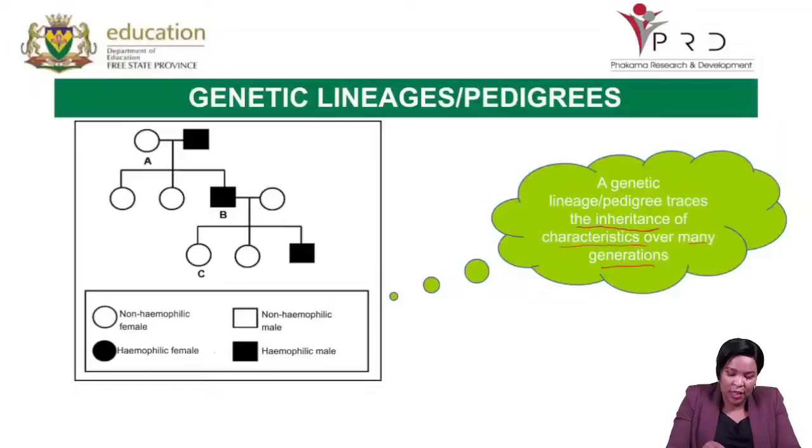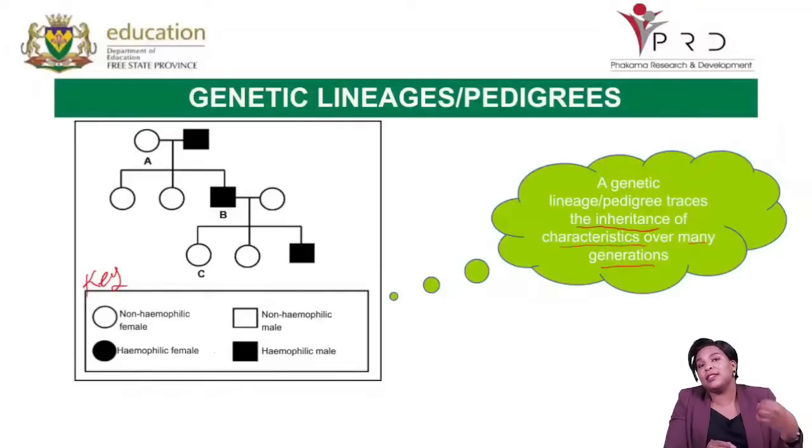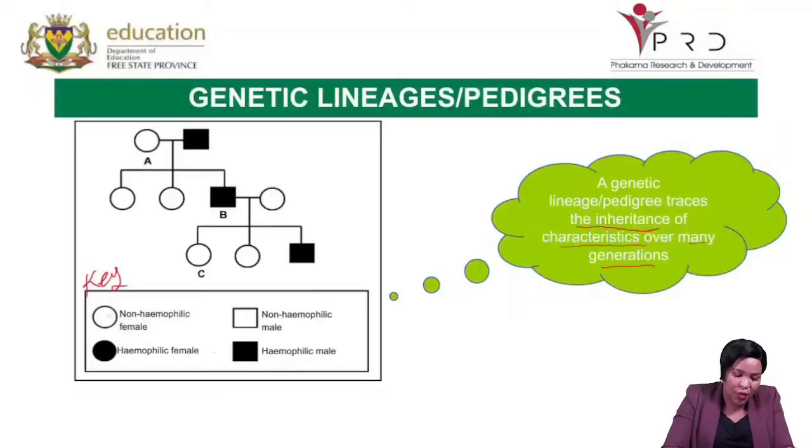Check your key all the time. You will be given a key, but at some stages you might not even be given a key, but you must assume, based on the information that you are given, and work it out. Here you are told that the circles are the females, but the circles that are empty, that are not shaded, are non-hemophilic females, and the circles that are shaded are hemophilic females. So already on your diagrams, you can check, are there any females that are hemophilic? No, because you don't see any females that are shaded black.